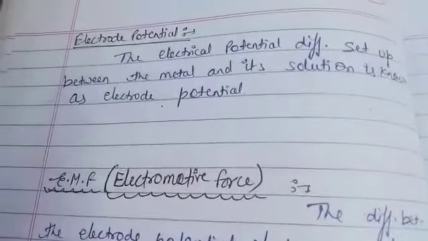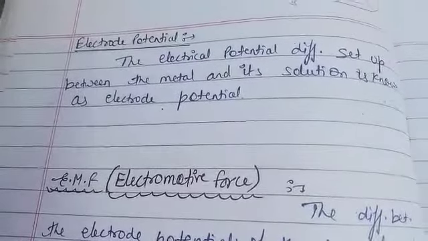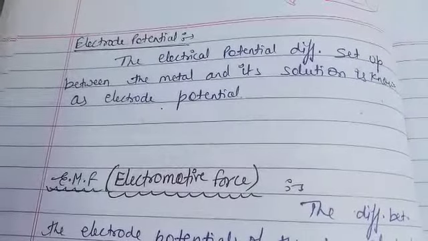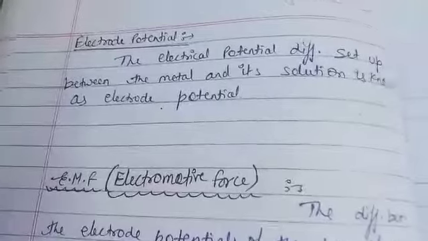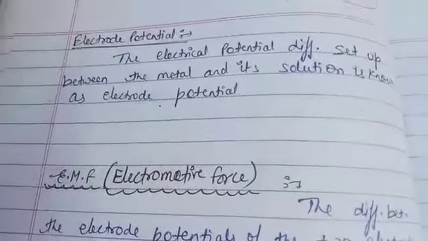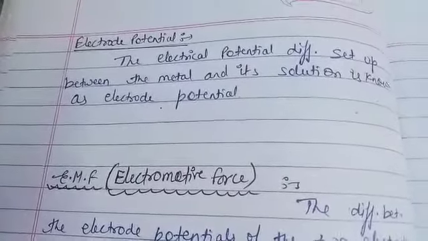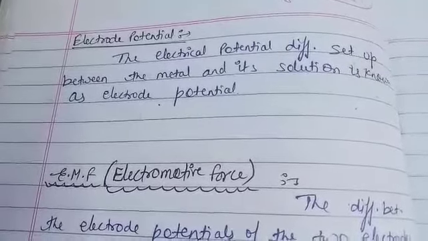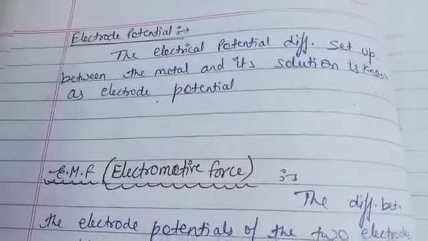Okay, that one is electrode potential. Simply, it's an electrical potential difference set up between the metal and its solution. Or in simple terms you can say it's a measure of tendency of an electrode in a half cell to gain or lose electrons.